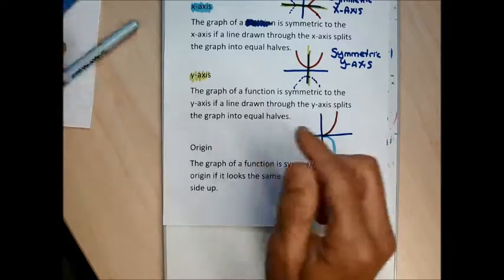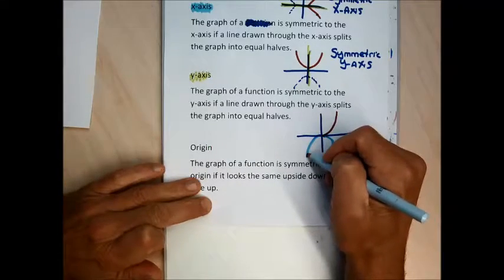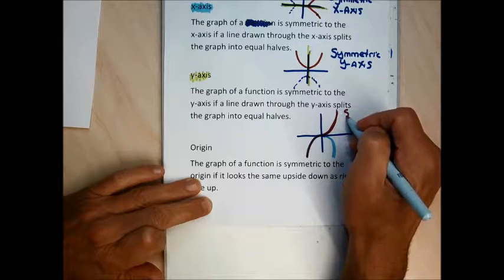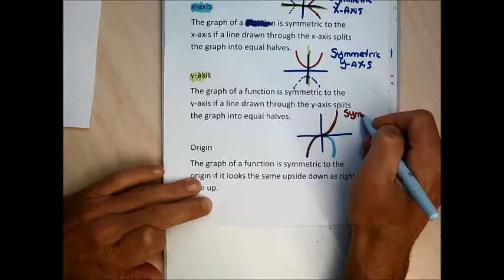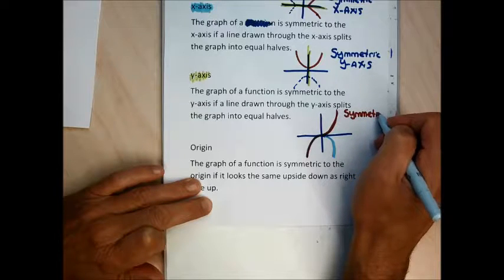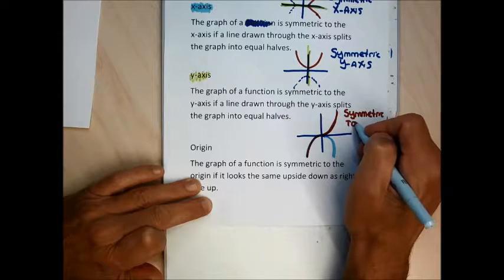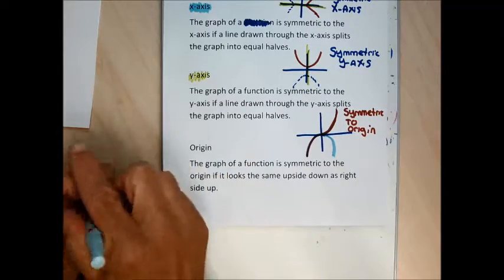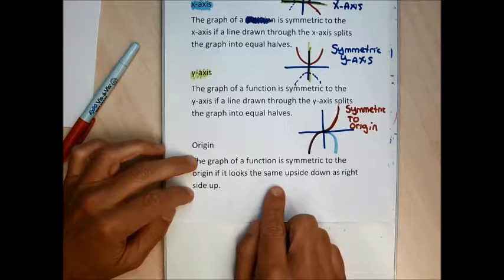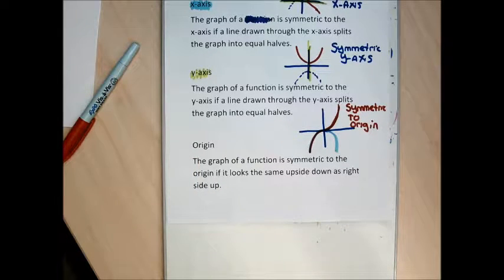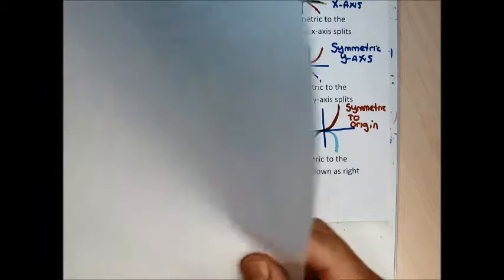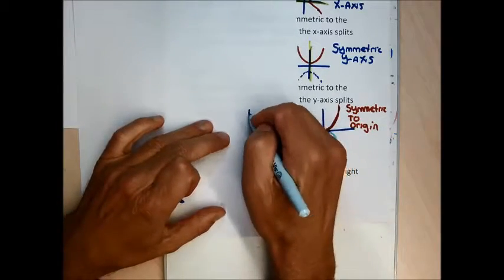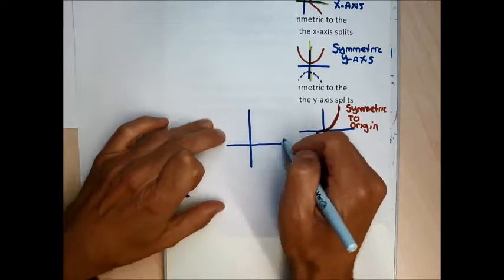I claim that this graph right here is going to be symmetric to the origin. And how can I tell by looking at a graph that it's symmetric to the origin? It's not so hard, but it's the hardest of the tests. My test says a graph is symmetric to the origin if it looks the same upside down as right side up. In order to show you that this graph is symmetric to the origin, I'm going to make a direct copy of the graph, and I'm going to flip it over for you.